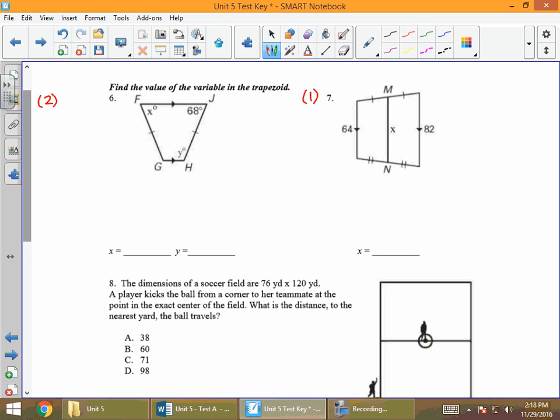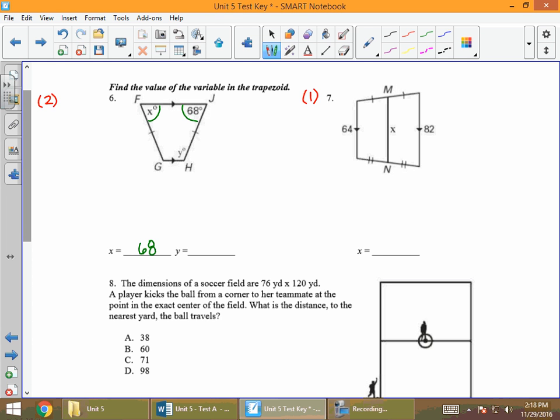This is a trapezoid, and I can see that number 6 is actually not just a trapezoid, but it's an isosceles trapezoid because the two legs are congruent, which means base angles are congruent. So the x and the 68 must be the same. So x has to be 68. And y is not 68. It's going to be something a little different.